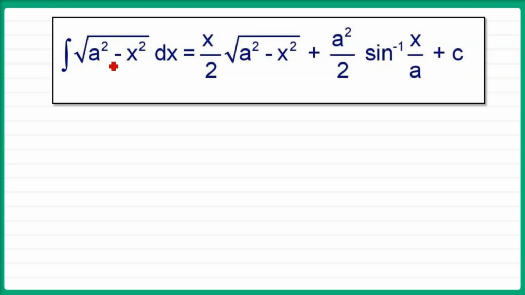Integration of under root a square minus x square dx. So this is equal to x by 2 under root a square minus x square plus a square divided by 2 sin inverse x by a plus constant of integration.